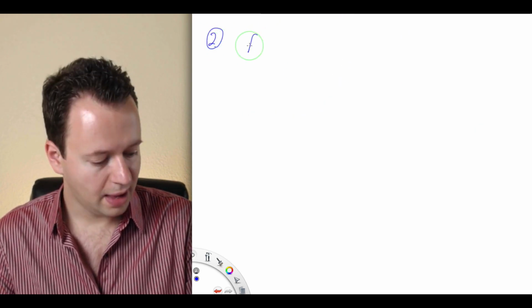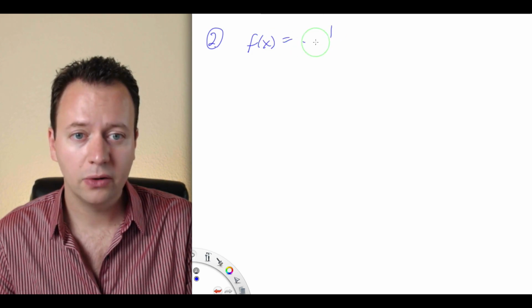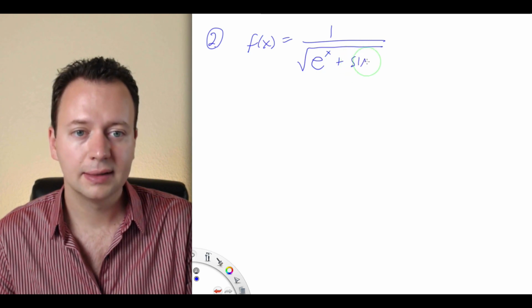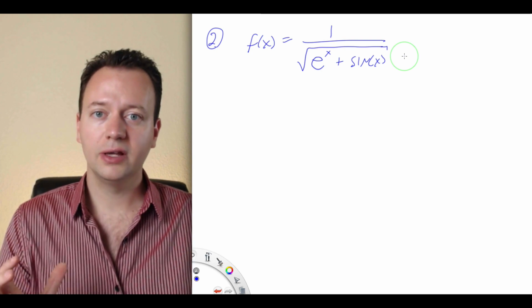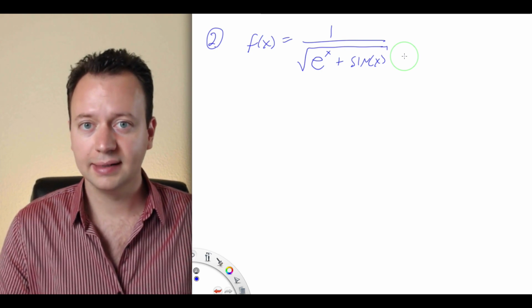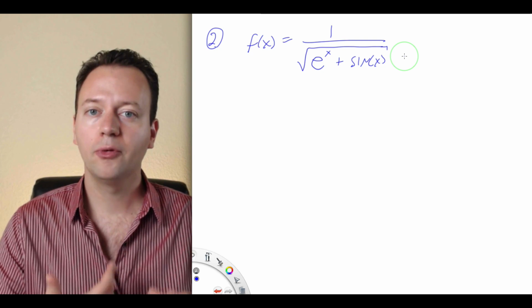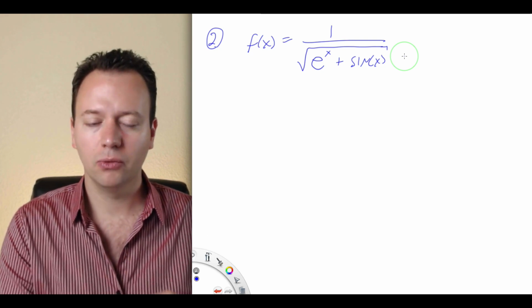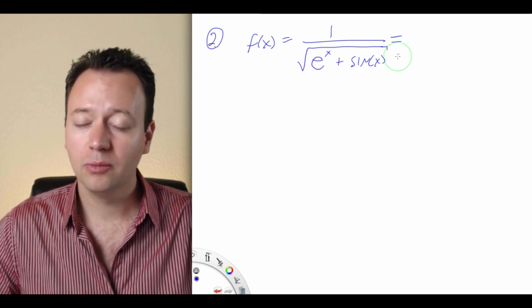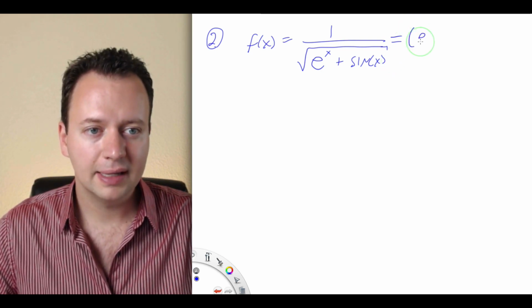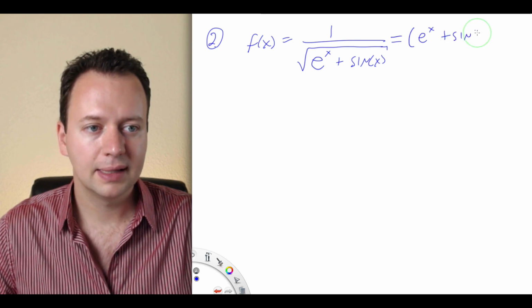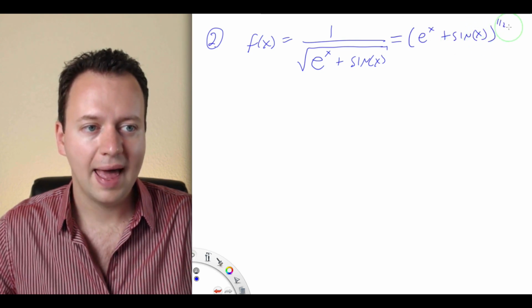The second example, we have f of x is equal to 1 over the square root of e to the x plus sine of x. And so again, we have something raised to a power. So this is basically another example of the power down rule. But remember, the power down rule stems from the chain rule. And I'm going to go into a little more detail of how the notation of the chain rule can be applied here. So this is basically e to the x plus sine of x to the 1/2.